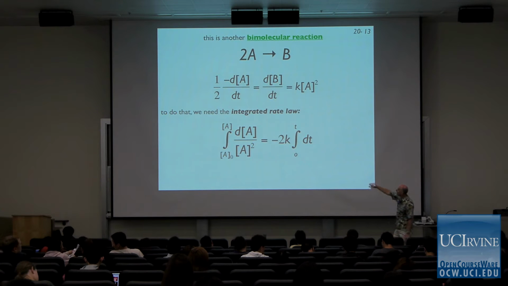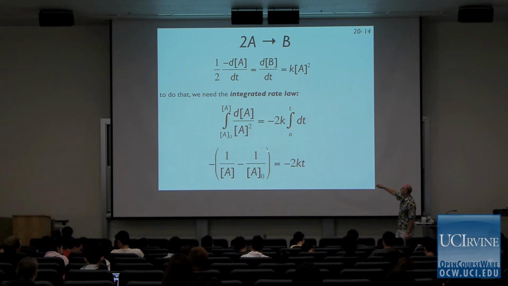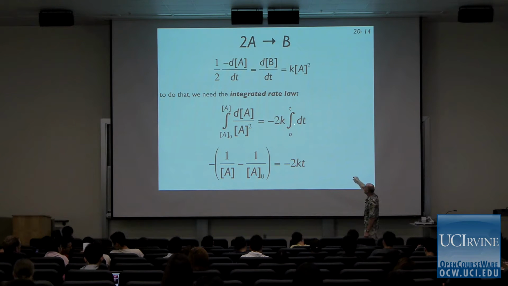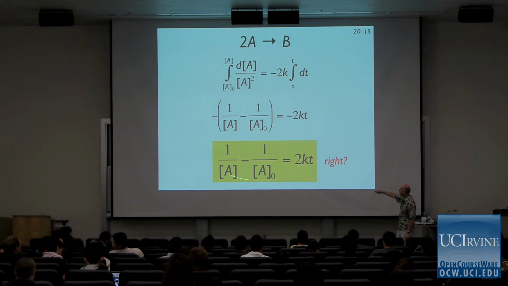Okay, so if we perform the integration, let's say we choose to use A. I move this 1/2 over to the right-hand side, and I evaluate what that integral looks like. It's just 1 over A minus 1 over A0. That's going to equal minus 2 times kt because I'm integrating from 0 here. And so this is going to be my integrated rate law, right?